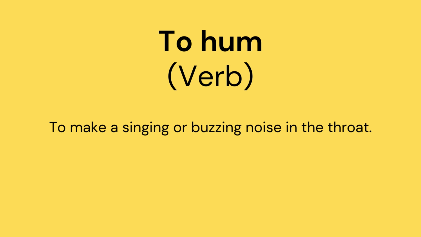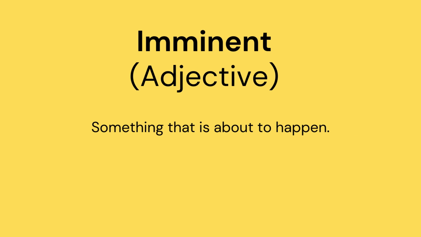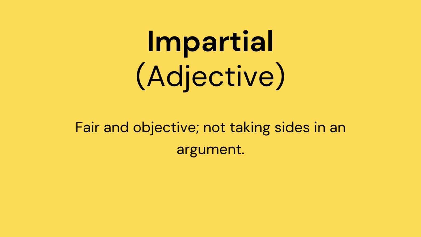To hum is a verb and it means to make a singing or buzzing noise in the throat. Imminent is an adjective and it refers to something that is about to happen. Impartial is an adjective and it means fair and objective, not taking sides in an argument.